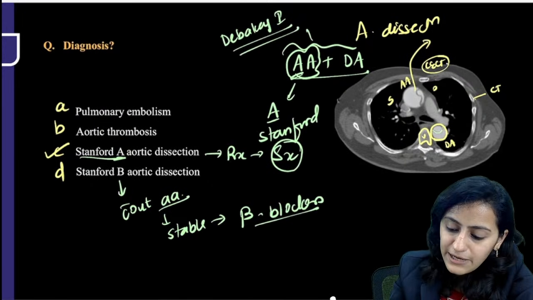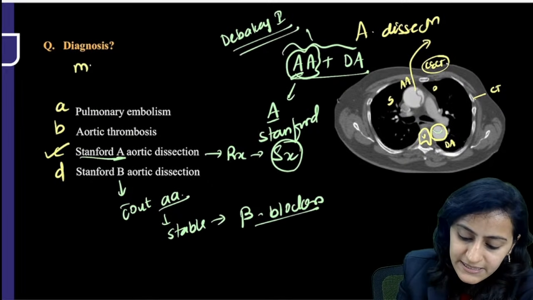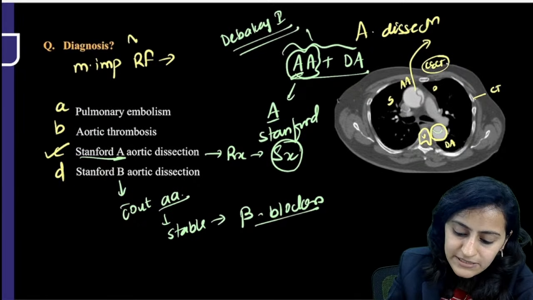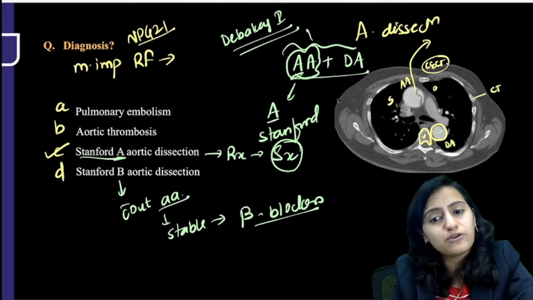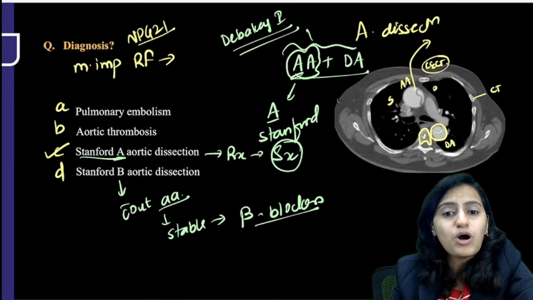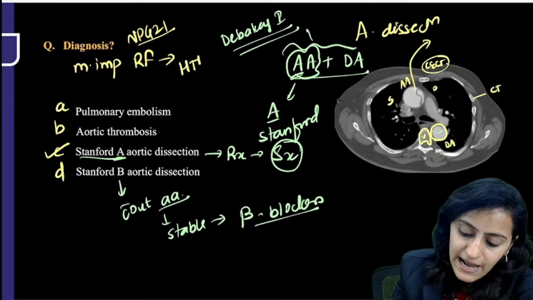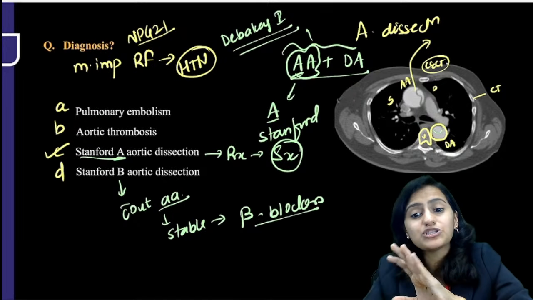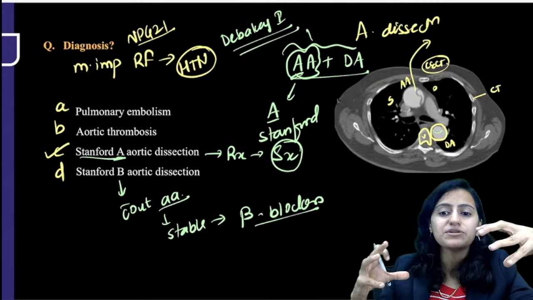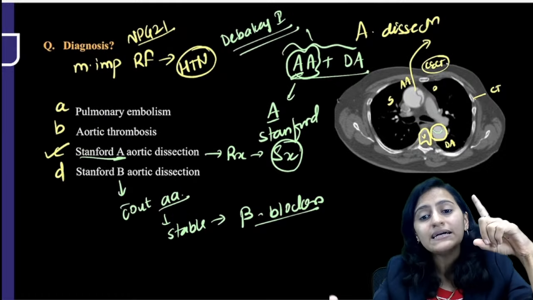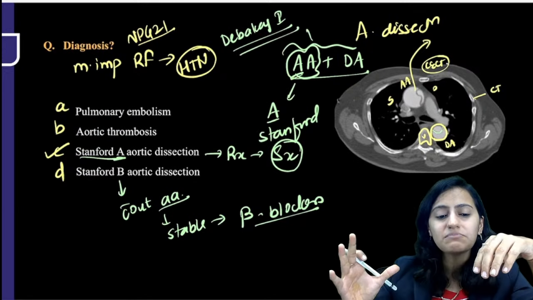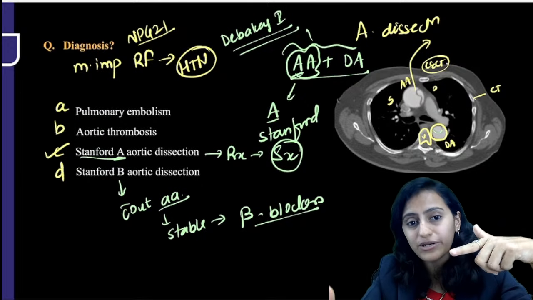If I ask you what is the most important risk factor for developing aortic dissection, this was a NEET PG 21 clinical question. Most important risk factor is hypertension. It is not atherosclerosis. Atherosclerosis leads to aneurysm, weak wall dilatation. Hypertension, the blood flowing with high pressure, leads to intimal tear, that leads to aortic dissection.